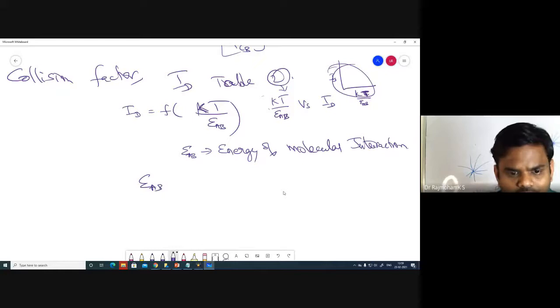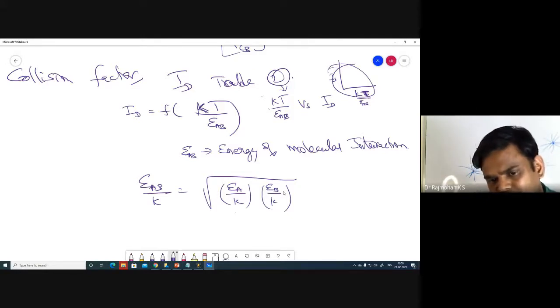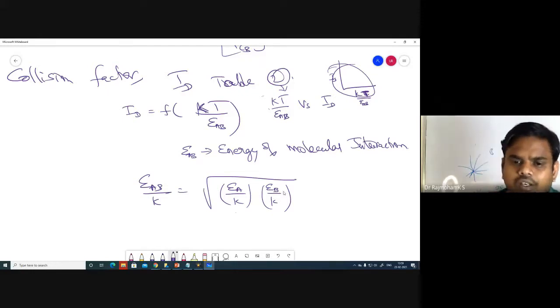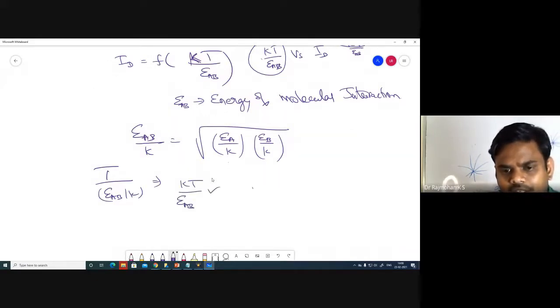To get epsilon AB: epsilon AB by K is given by the square root of epsilon A by K into epsilon B by K. We are going to have data of epsilon A by K for each gas molecule, so we can use the epsilon A by K and epsilon B by K values to find epsilon AB by K. If we divide the absolute temperature T by epsilon AB by K, we get KT by epsilon AB.